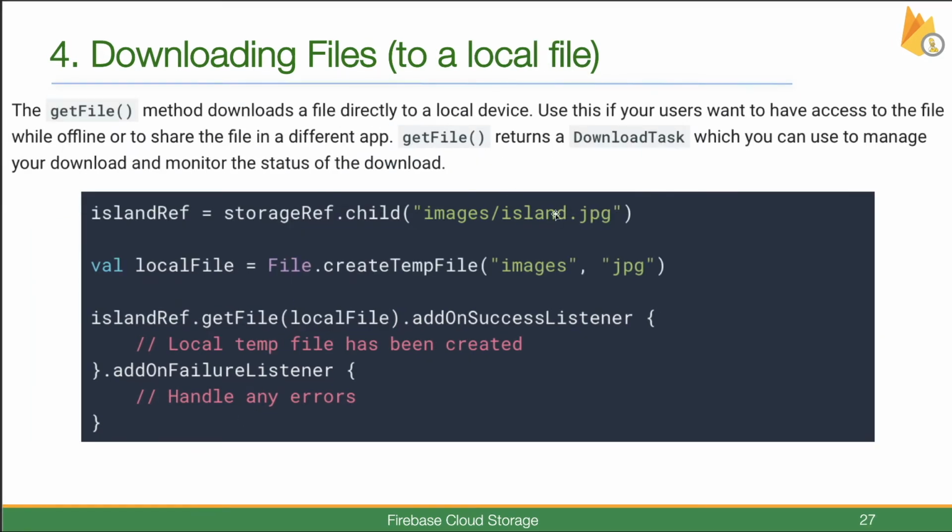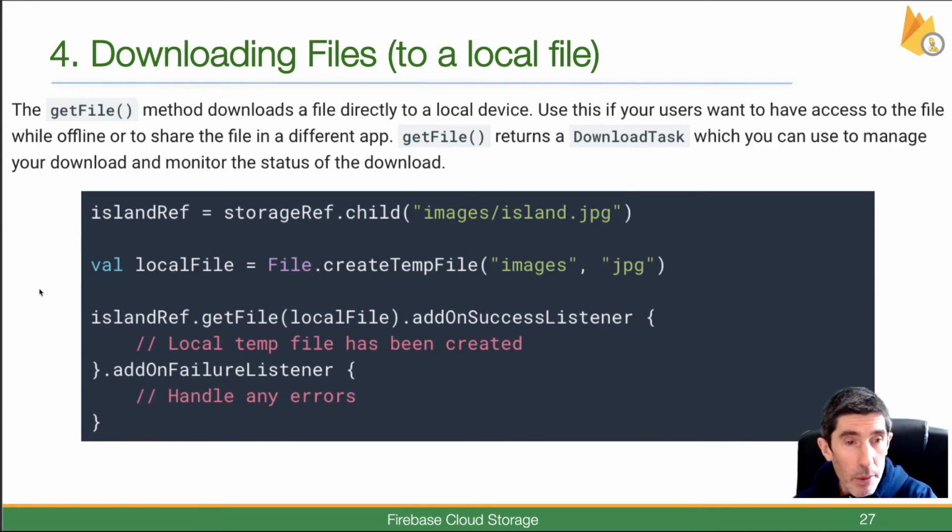If you want to take it a little bit further, download directly into a file, okay? The getFile method downloads a file directly to a local device. Use this if your users want to have access to the file while offline, or to share the file in a different app. getFile returns a download task, which you can use to manage your download and monitor the status of your download. So we've seen some of this before.